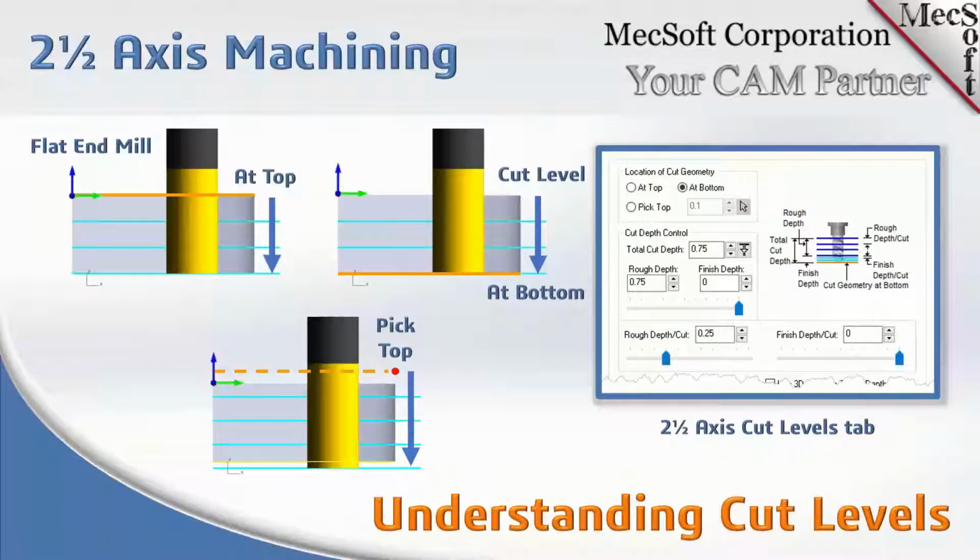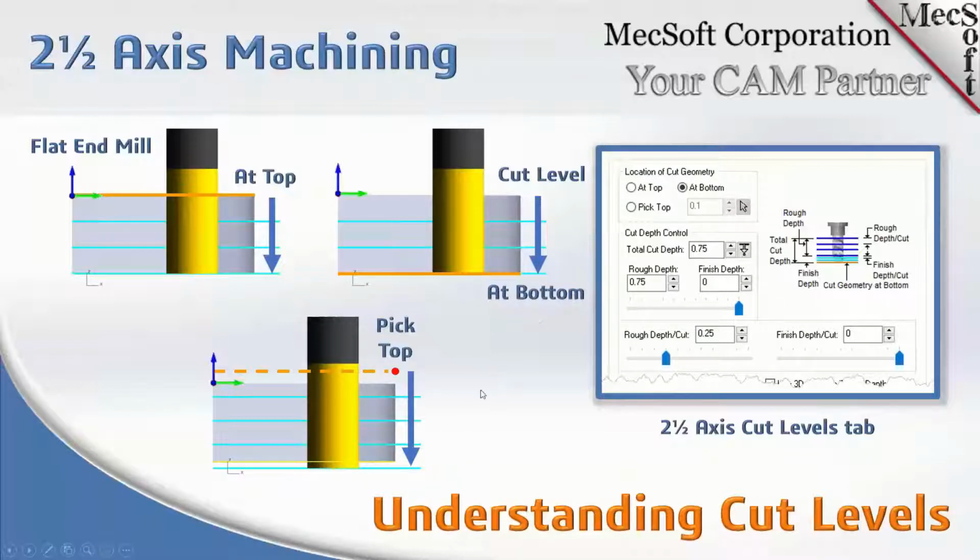At the top of that dialog, you have location of cut geometry. Just ask yourself, the control geometry that I selected, where is it in relation to the depth of the cut? Is my control geometry at the top of the cut, like in the top right image? Is the control geometry at the bottom of the cut, like in this image here? Or if your control geometry is not on the top or the bottom, or if you want to specify a different top position to start cutting, you can use the pick top.